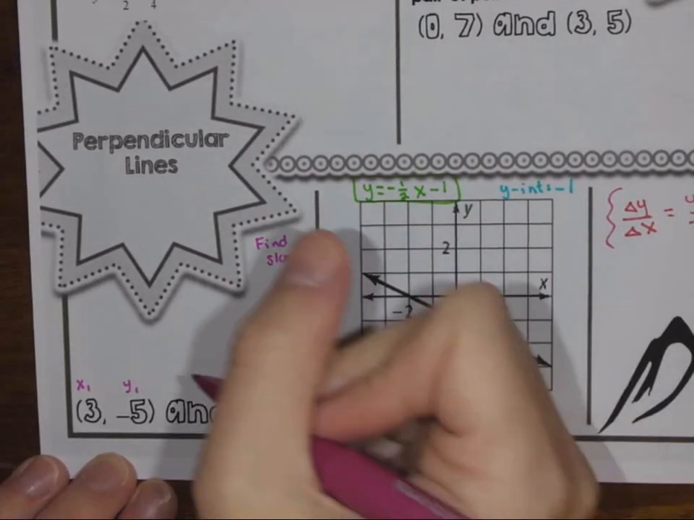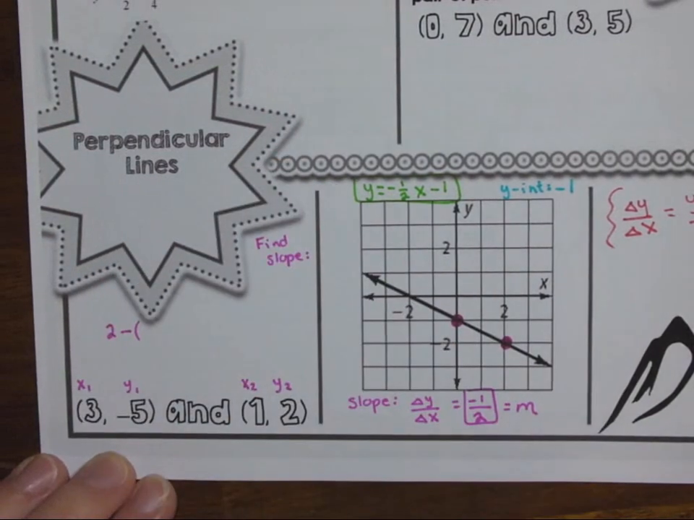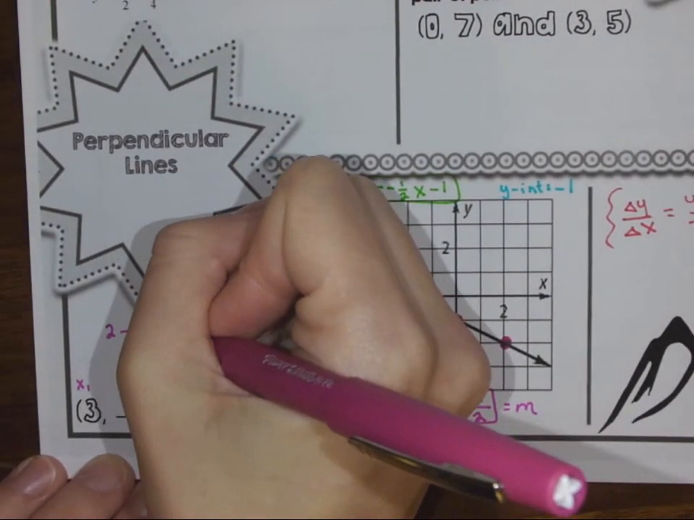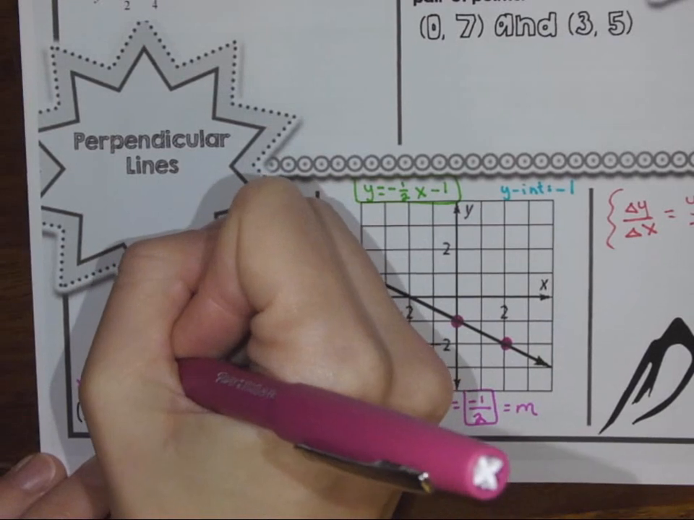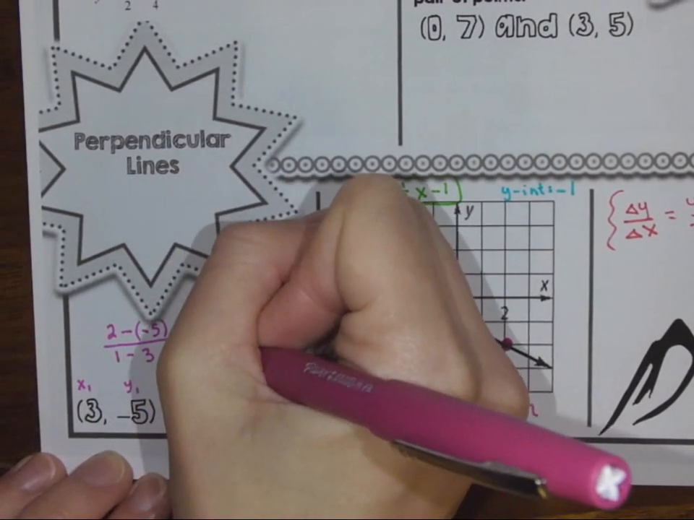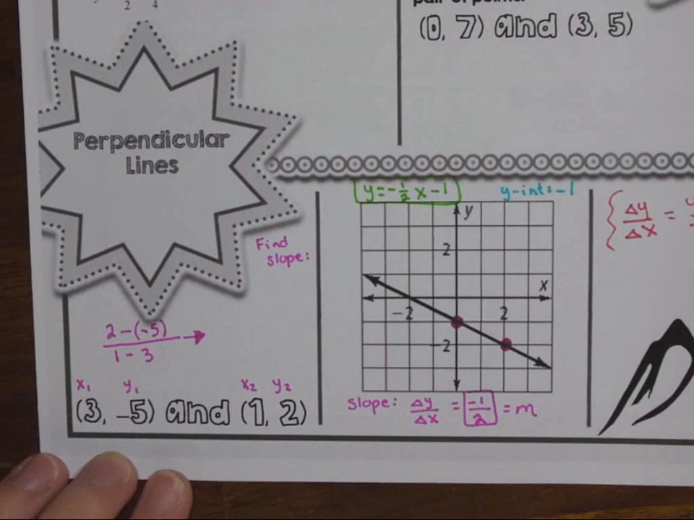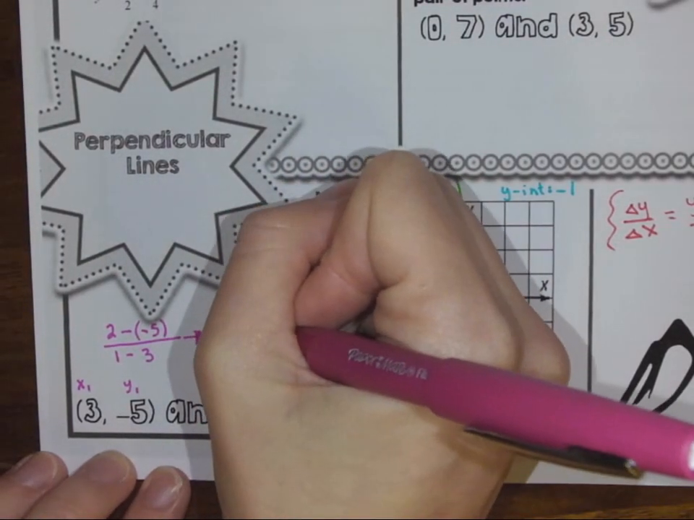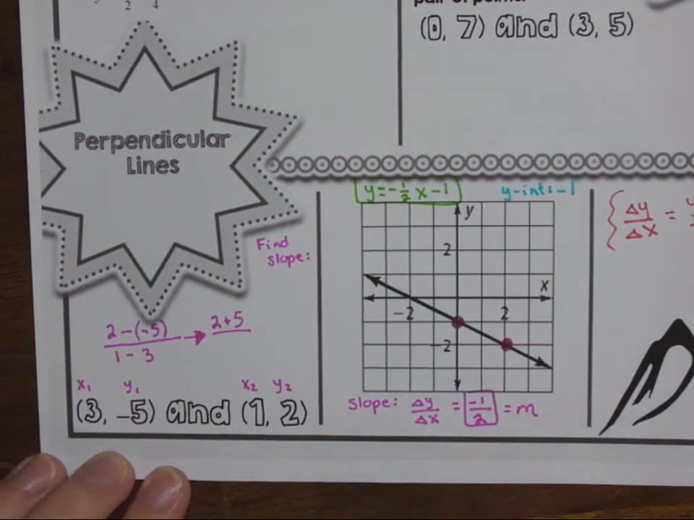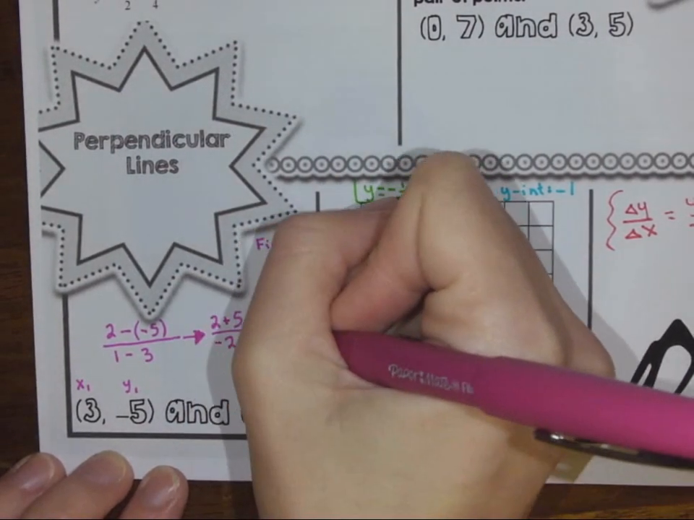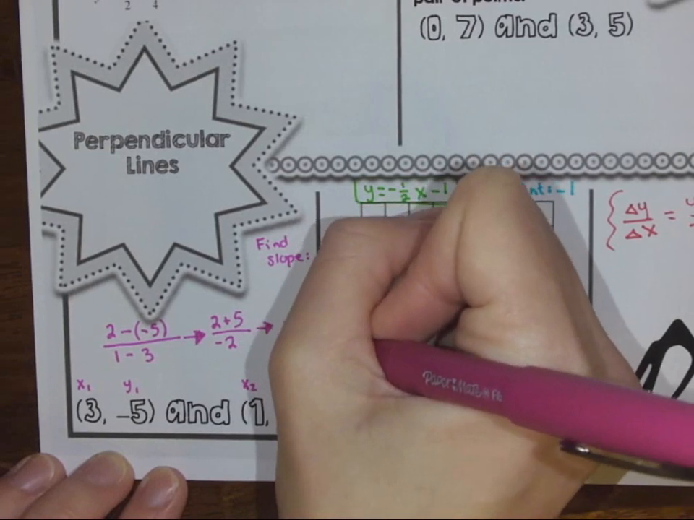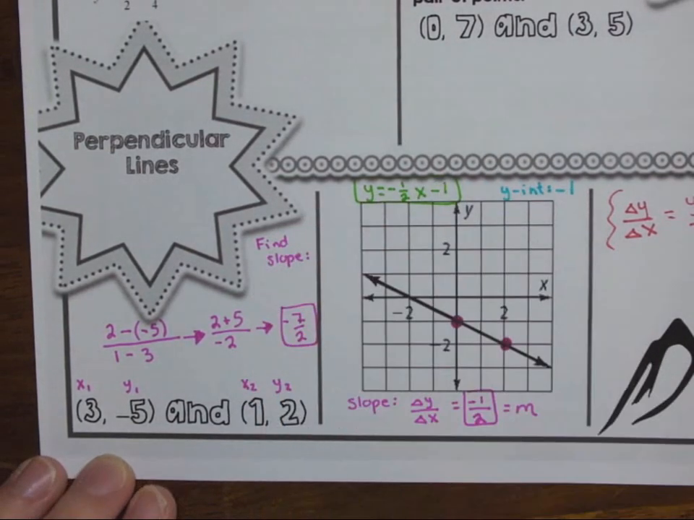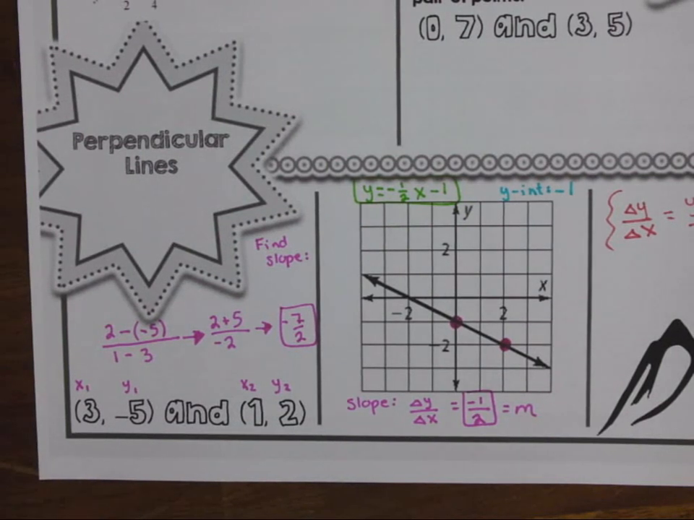So we're going to take y2, which is 2, minus y1, which is negative 5. Notice I put those parentheses before I put the negative number. And then we have x2, which is 1, minus x1, which is 3. That double negative in the numerator is actually going to make it a positive, so we end up with 2 plus 5. 1 minus 3 in the denominator is negative 2. So the final answer is going to be negative 7/2, which again is the slope.